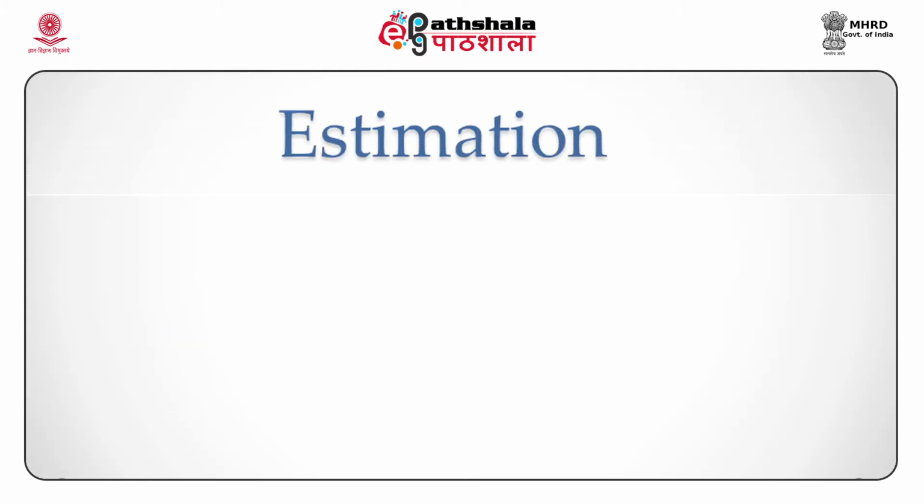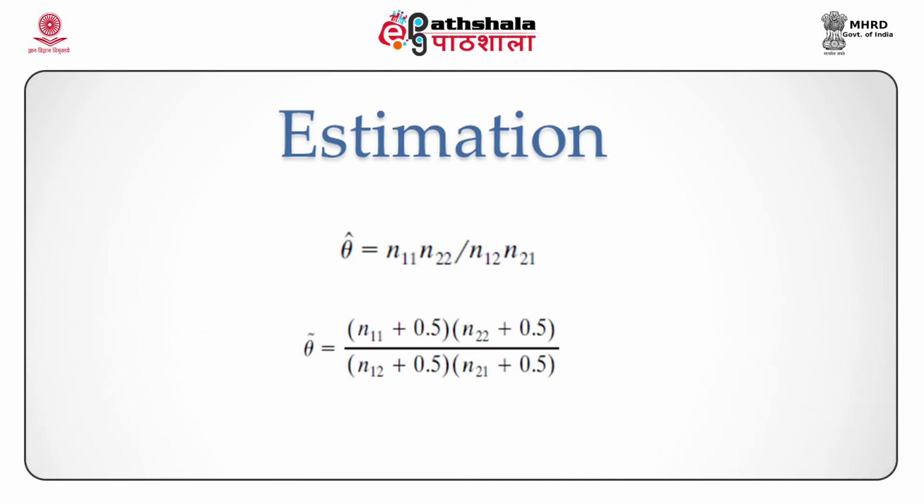Estimation of the odds ratio, as I said, the maximum likelihood estimator of the odds ratio is given by theta hat equal to n11 n22 divided by n12 n21. Now it often happens that when we have contingency tables we have some zero frequencies, and in that case the recommended procedure is to add 0.5 to each of the cell frequencies. So in this case theta hat is equal to (n11 + 0.5)(n22 + 0.5) divided by (n12 + 0.5)(n21 + 0.5).